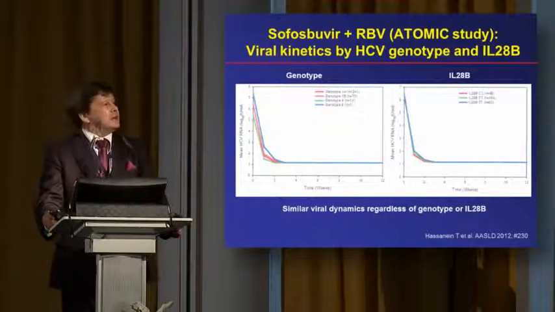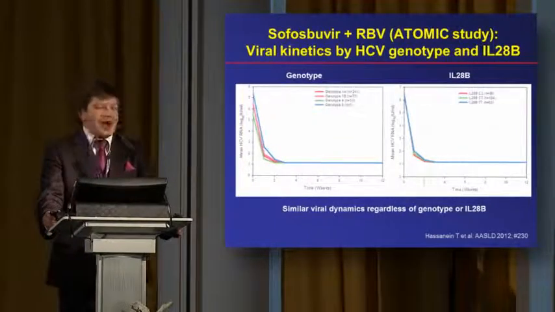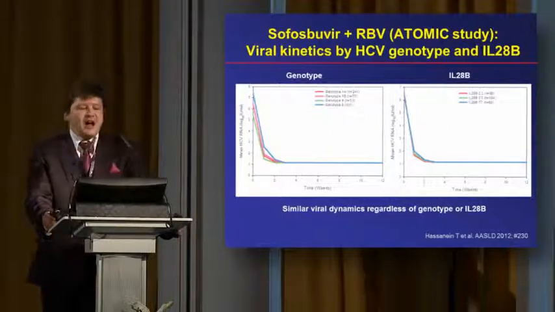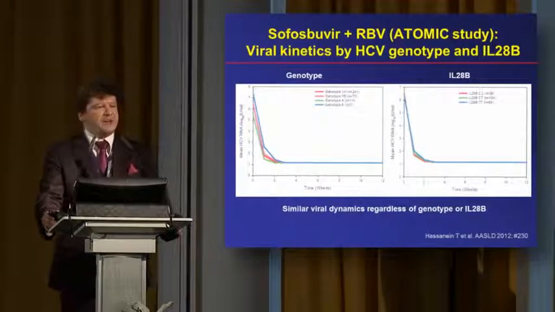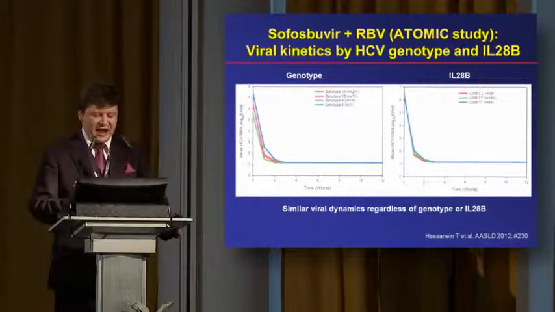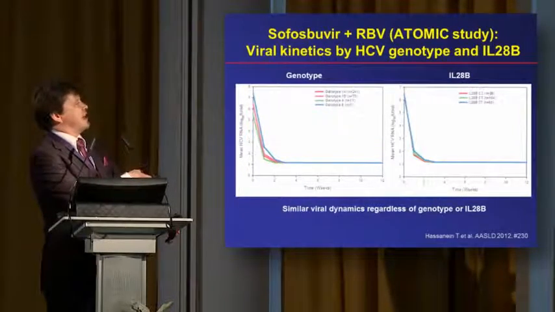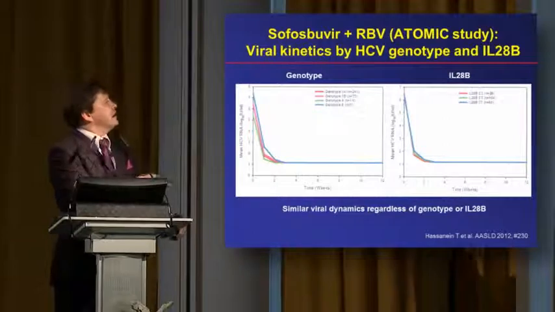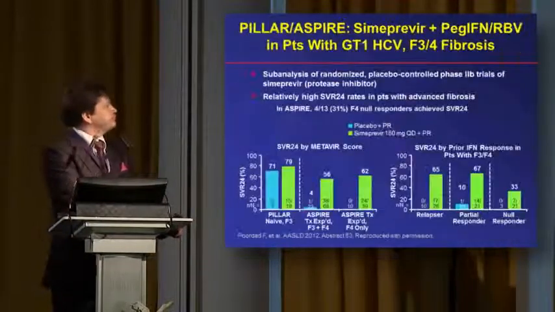You look at interferon-free dual therapy, sofosbuvir and RBV, in the ATOMIC study results: viral kinetics by HCV genotype and interleukin 28B. Viral dynamics were similar regardless of genotype. There was no significant difference between genotype 1A and genotype 1B, or according to interleukin 28B polymorphism.